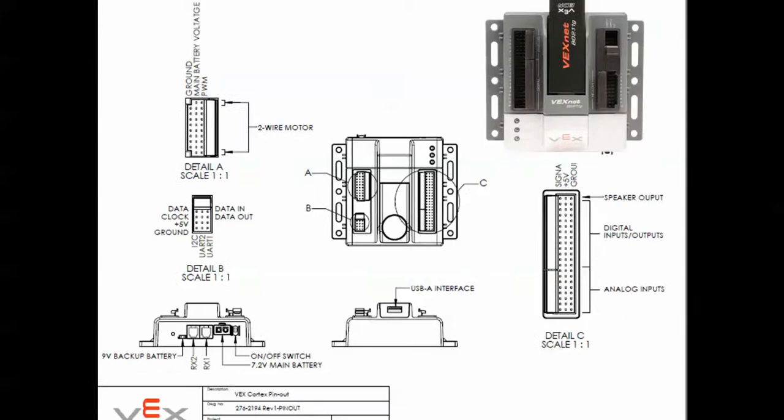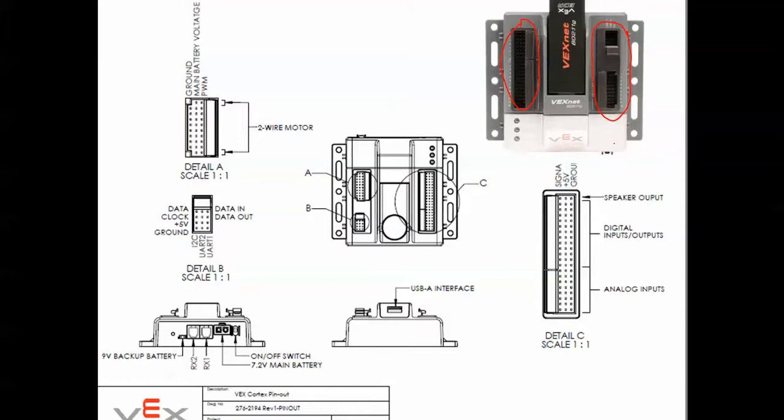When you see here, this is the VEX microcontroller, which has the USB stick connected to it. Besides the USB stick, you will see different types of ports over here. These are some ports, and here you have some more ports.